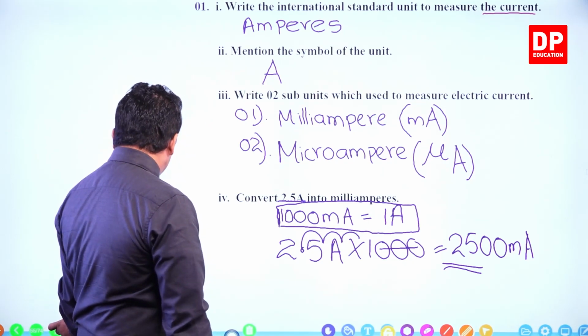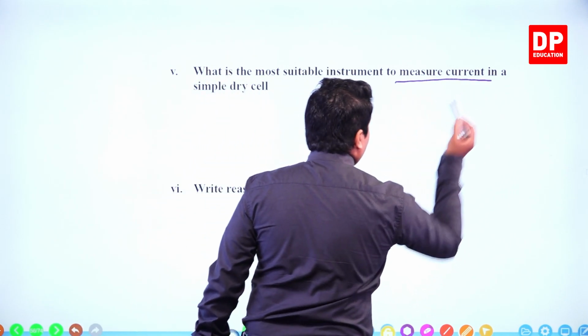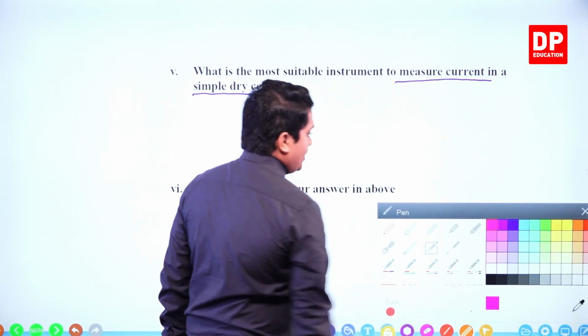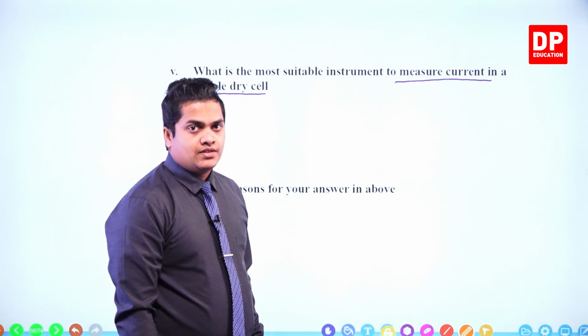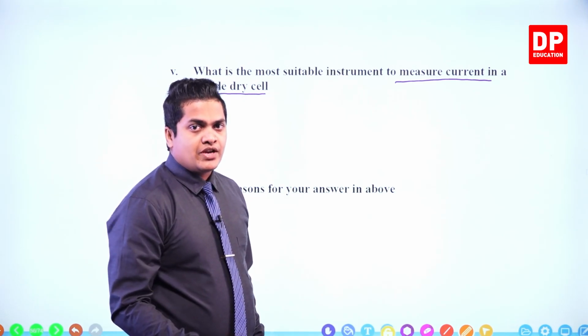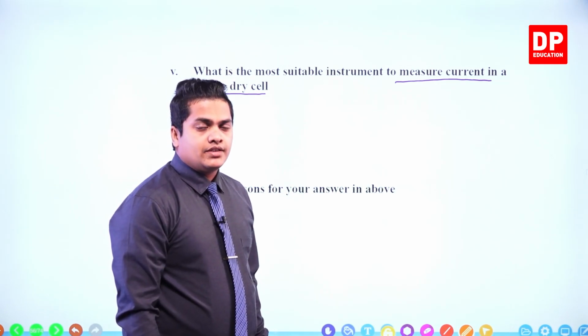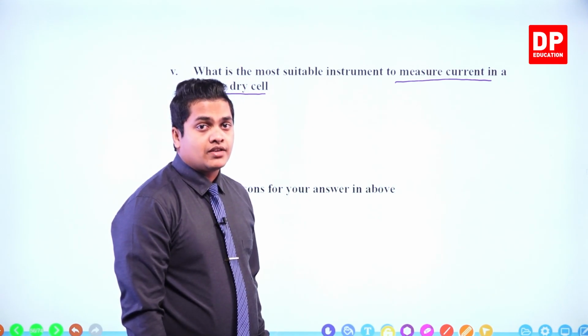The next question: what is the most suitable instrument to measure current in a simple dry cell? Simple dry cell means a triple size battery, a dry cell, a remote cell. To measure current in that kind of dry cell, we can use the milliammeter, not the ammeter, but the milliammeter.